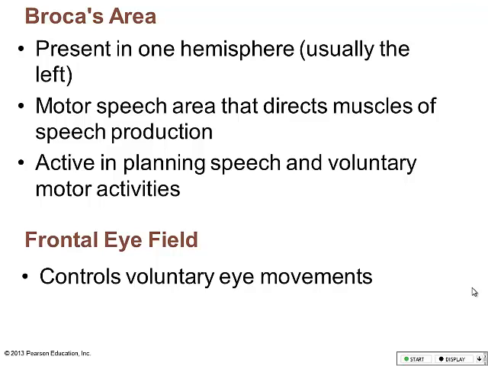Broca's area. What's Broca's area for? And this is present in only one hemisphere, usually the left. Usually the left. Do we all have the same brain map? No. Absolutely not. These are kind of the average of where they might be.